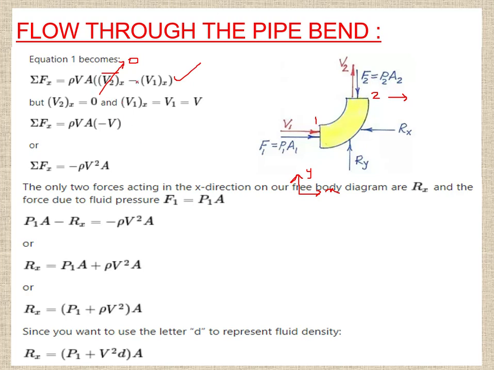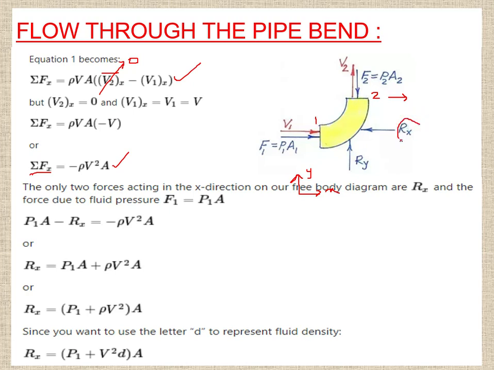One is the momentum side and the other is the force side. So here we are talking about sigma Fx. What are the forces acting in the x direction? We resolved the momentum part. Now we are trying to find the value of sigma Fx. So what are the forces acting in the x direction according to the free body diagram?